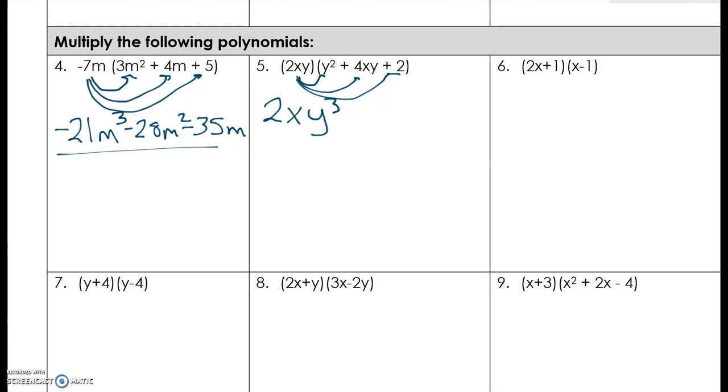2xy times 4xy. When you're doing this kind of multiplying, you want to multiply each piece individually. In other words, multiply the 2 times the 4 and get an 8. Multiply the x times the x and get an x squared. And the y times the y and get a y squared. Very good. And then 2xy times 2 is a positive 4xy. Okay?